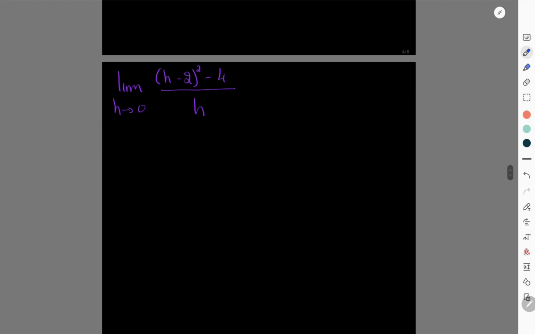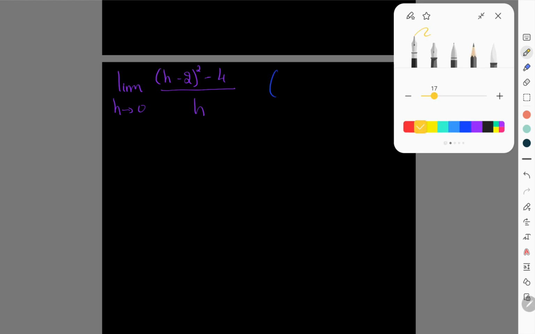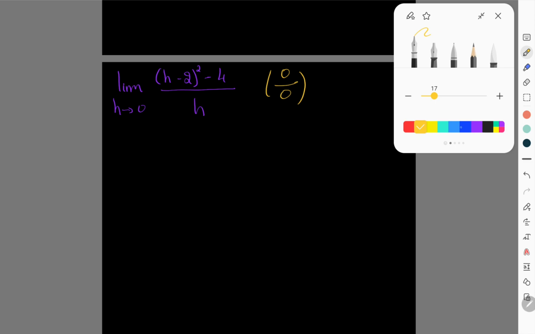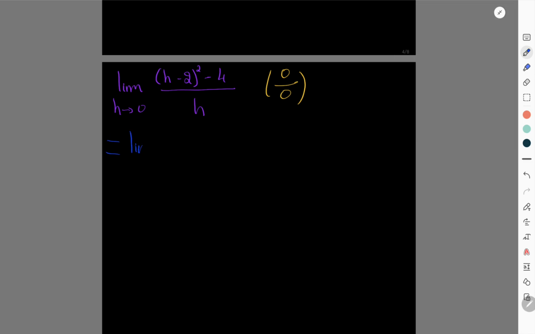Now let's do this one. This one is also easy. It's the limit as h approaches 0 of (h minus 2) squared minus 4, over h. Of course, let's try to plug in h equal to 0. Evaluating the limit using the limit laws, I get 0 over 0, which is an indeterminate form. This is clear, so I really have to get rid of that indeterminate form. Luckily, it's not very hard here. I can just expand the square, and notice that the 4 will cancel out.